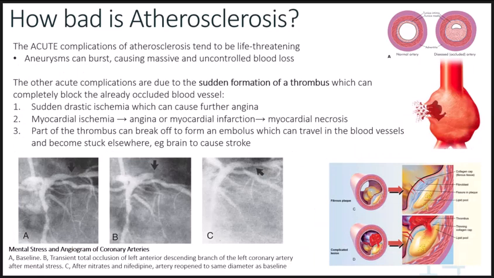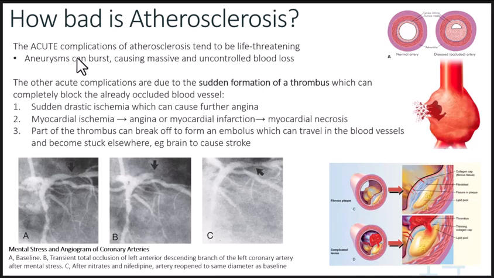Now, how bad is atherosclerosis? Well, we know it's a chronic condition, but it can lead to acute complications, meaning that something can occur suddenly. One example is that if an aneurysm forms, it can burst. This is showing you a ruptured aneurysm, and that can be life-threatening because a lot of blood loss can occur. We'll talk more about aneurysms later.